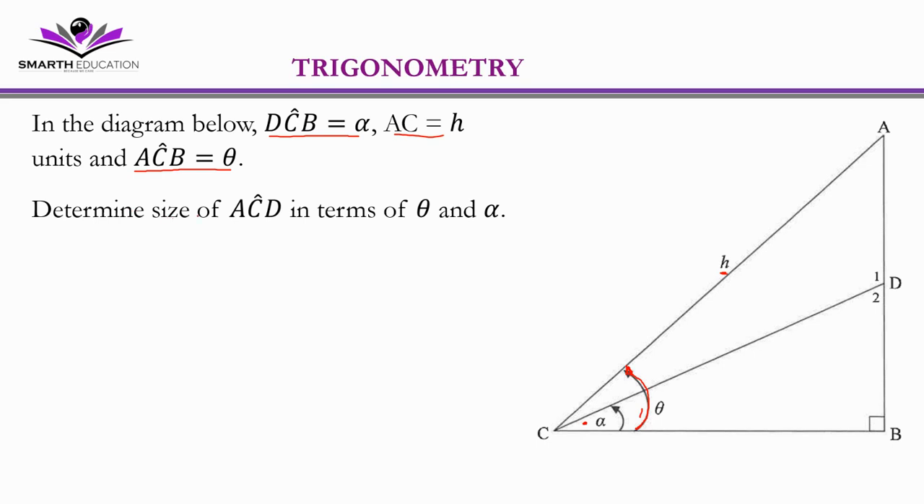Determine the size of angle ACD, this angle, in terms of theta and alpha. So we can see that if you say alpha plus angle ACD, we're going to get what? Angle theta. So we can say, given that alpha plus angle ACD is equal to angle theta, so angle ACD is equal to theta minus alpha. This angle here is theta minus alpha.